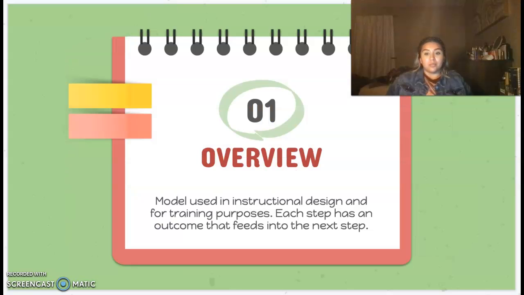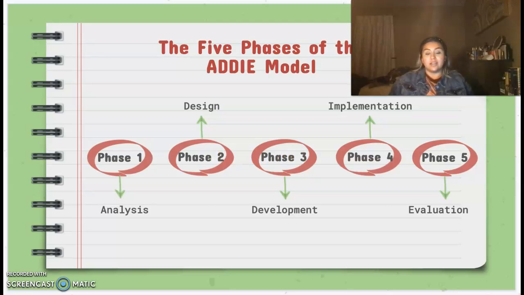So again, I am discussing the ADDIE model. A quick overview. The ADDIE model is one of the most commonly used instructional design models due to its simplicity and effectiveness. ADDIE is an acronym for the 5 phases that make up the model. The 5 phases are analysis, design, development, implementation, and evaluation. The ADDIE model is a linear model, as you can see within my presentation. Each phase must be completed in succession after the other.